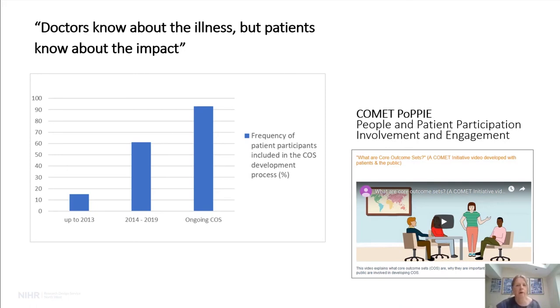So COMET has a group called POPPY, and POPPY develops all sorts of resources to try to promote but also facilitate patient participation. And actually there's also work now going on to facilitate PPI in core outcome set development, because it's as equally important for a core outcome set study to have patients helping to advise on how to do that work as it is in a clinical trial.